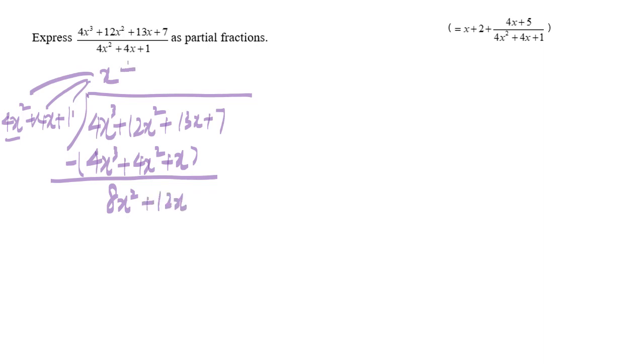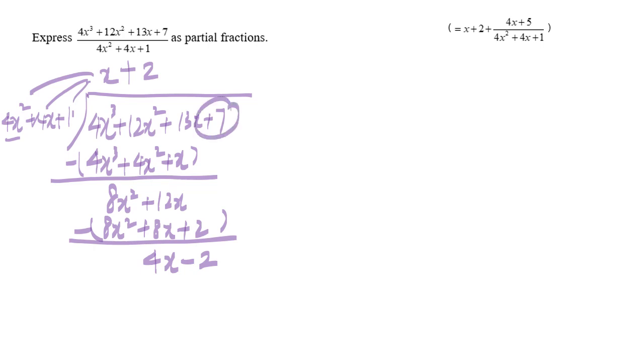Alright, so the next step is 8x squared divided by 4x squared gives you 2. So 8x squared plus 8x plus 2. And that will give us 4x minus 2. Alright, so not to forget, we still have a positive 7 here. So it will be 4x minus 2 plus 7. That gives us 4x plus 5. Okay, so the 4x plus 5 will be my remainder. This is my remainder.